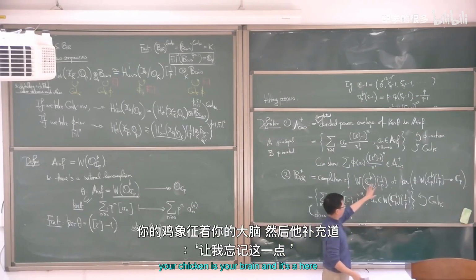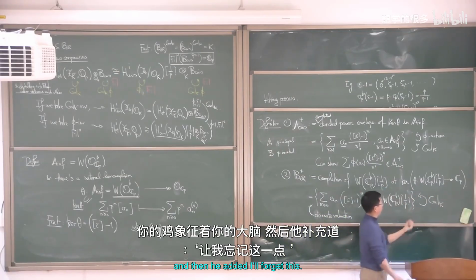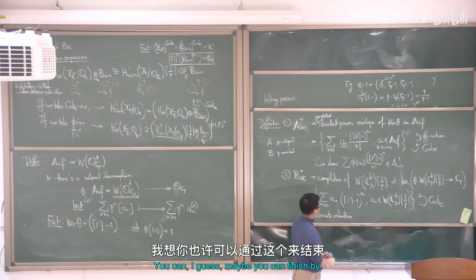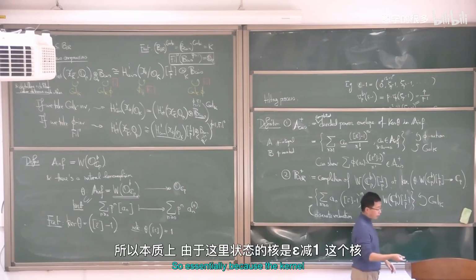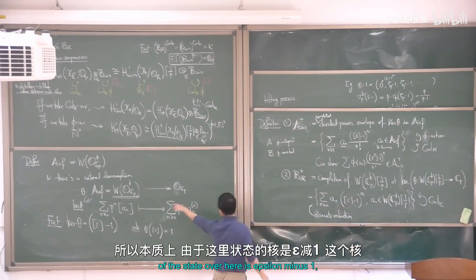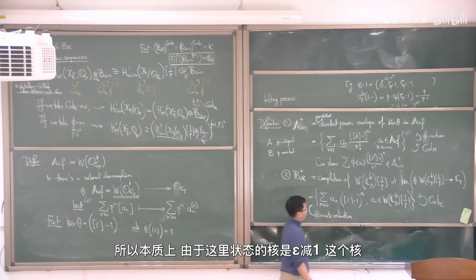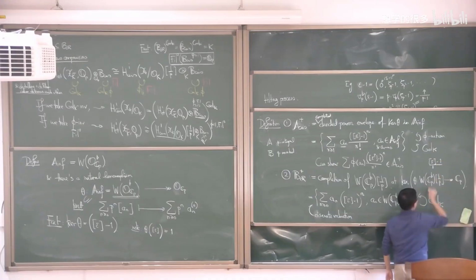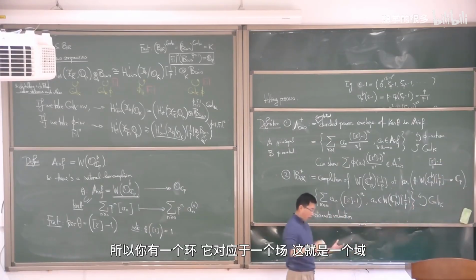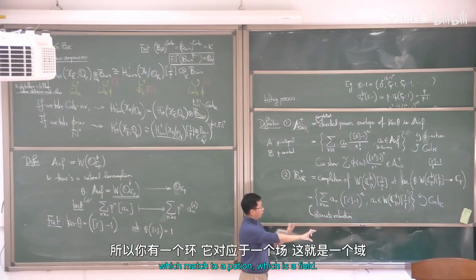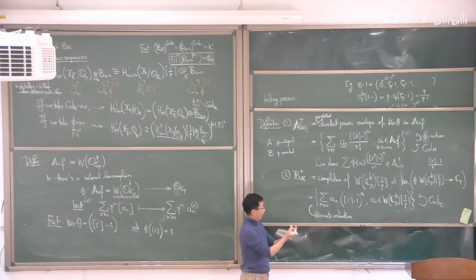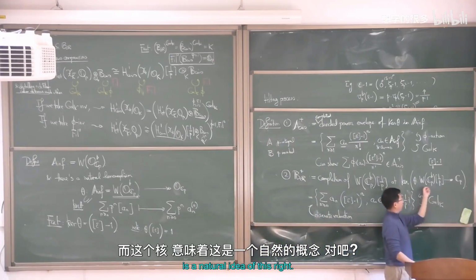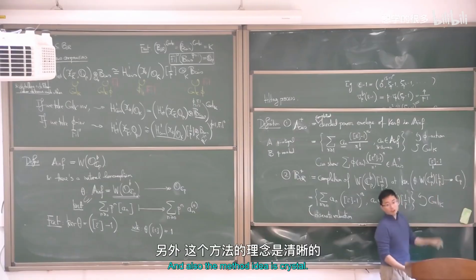You're taking this brain, and there's a function here, and then you look at the, how should I put this? You can, I guess, maybe put it this way. So essentially, because the kernel of theta over here is epsilon minus 1, this kernel is also generated by epsilon minus 1. So therefore you have a ring which maps to a quotient which is a field. And the kernel, that means this kernel is the maximal ideal of this ring here. And also the maximal ideal is principal.